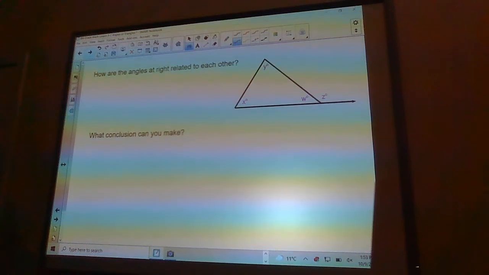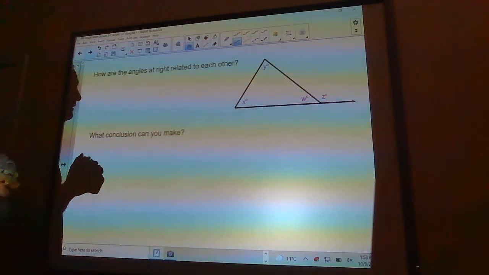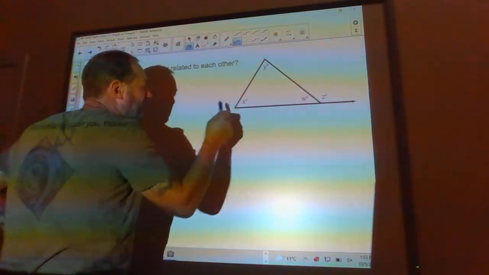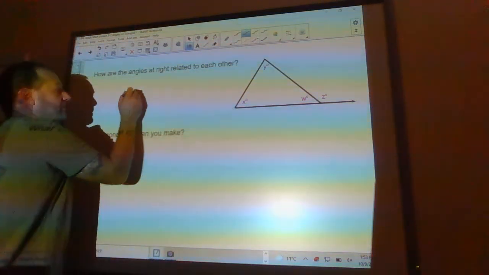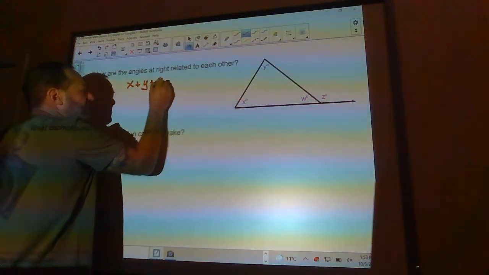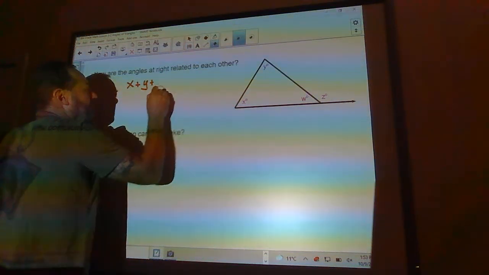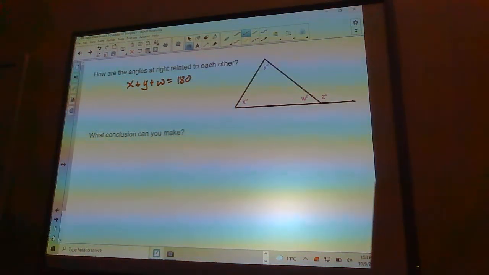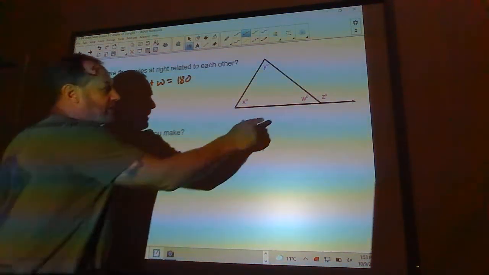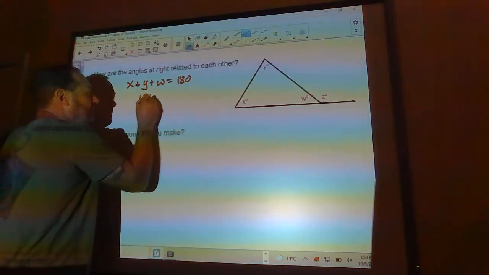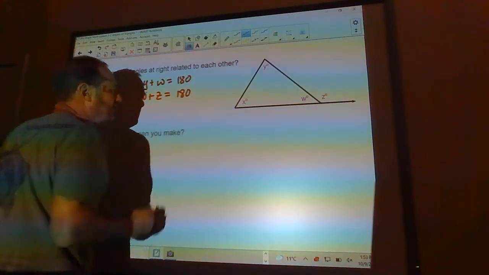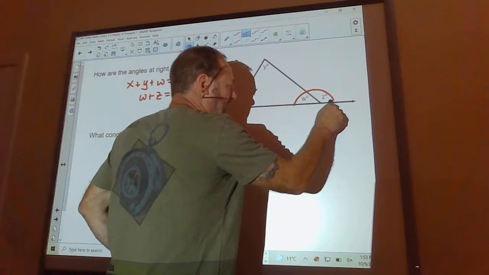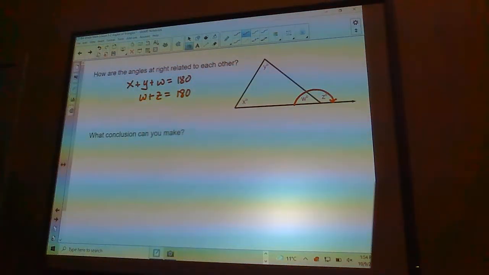Okay. How are the angles at right related to each other? Well, here's the thing that I know. I know that the three angles inside the triangle add up to 180, right? So x plus y plus w equals 180. Now, here's the other thing that I know. I know that w plus z also equals 180 because they form a straight line. Anytime you form a straight line like this, those two angles have to add up to 180 degrees.